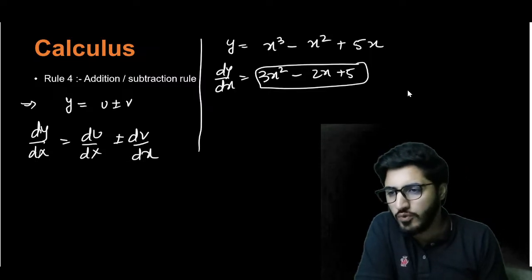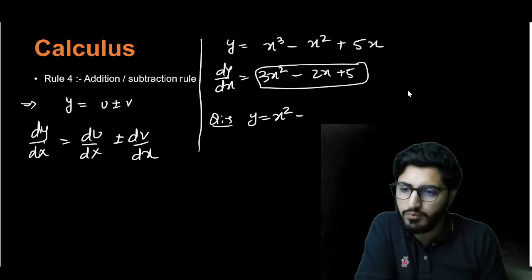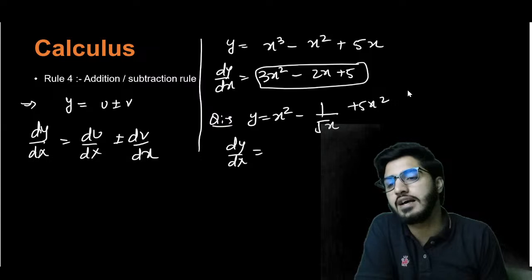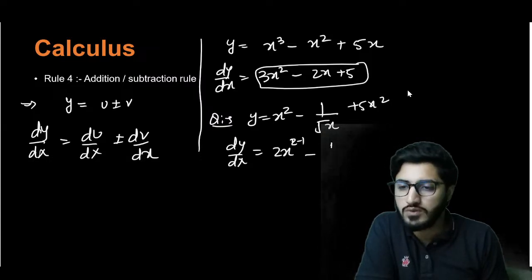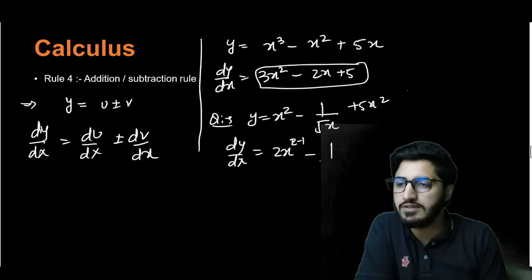Okay. One more. If we are having y equals to x to power 2 minus 1 divided by under root of x plus 5x square, so I can do dy by dx. So x to power 2, that is x power n, that is nx power n minus 1, minus 1 divided by under root of x. So it will become, no, I will firstly simplify it.